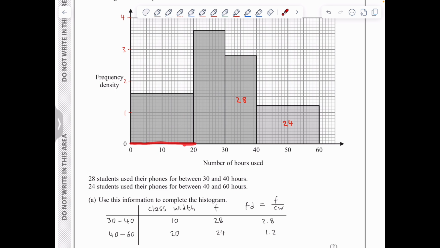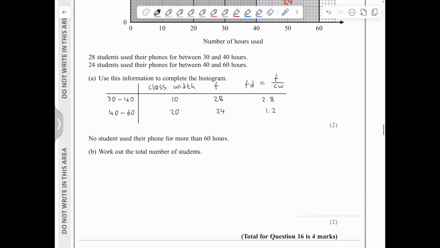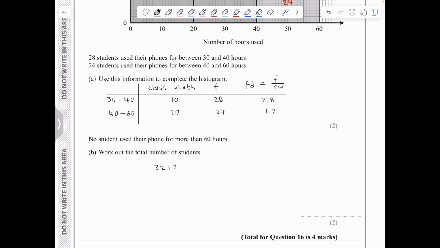So this first class spans from 0 to 20 and has a height of 1.6. So if I do 20 times 1.6, I get 32 students here. And the class between 20 and 30 has a width of 10 and a frequency density of 3.6. So if we do 10 times 3.6, we get 36 students here. So all I need to do is add these numbers up. So we've got 32 plus 36 plus the 28 and then the 24, the 4 classes here, gives an answer of 120. So we've got 120 students in total.